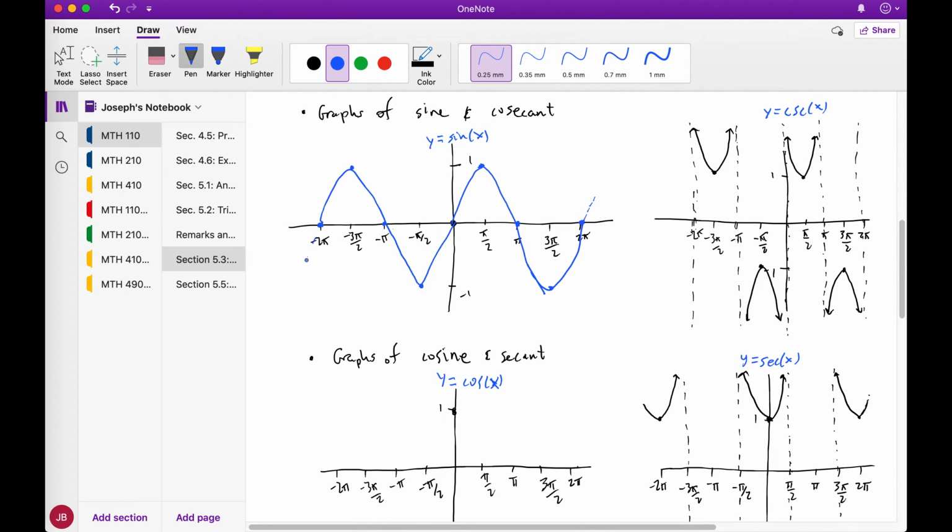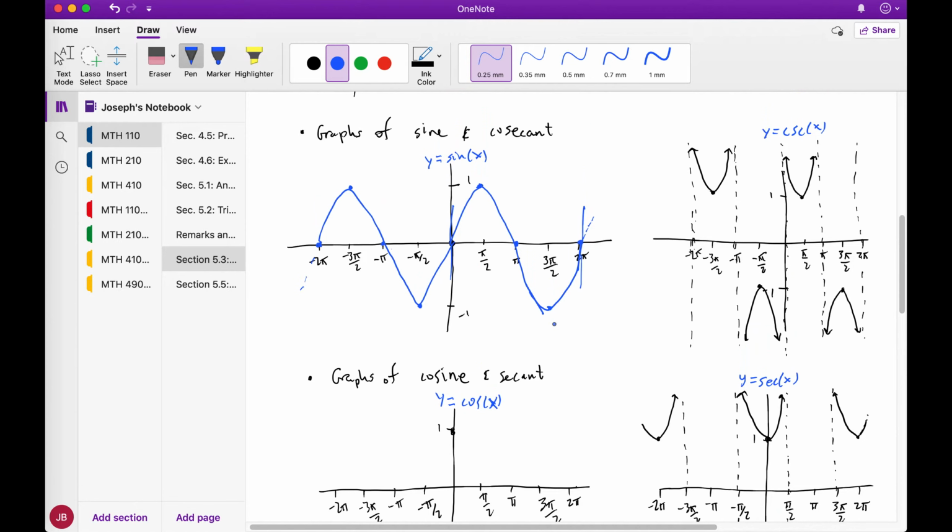And now this graph keeps continuing. And so what we see is that the graph actually repeats itself every 2 pi units. Take this 2 pi chunk. If you just move it back 2 pi, you get exactly this chunk here, right? So that is the periodicity that we're seeing.